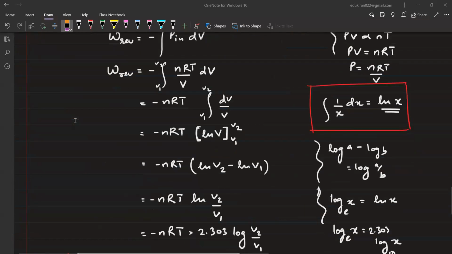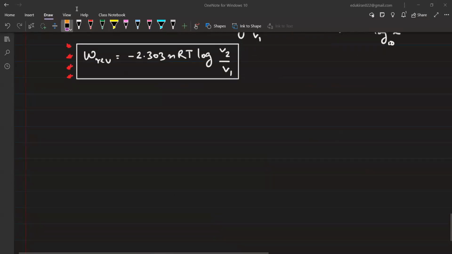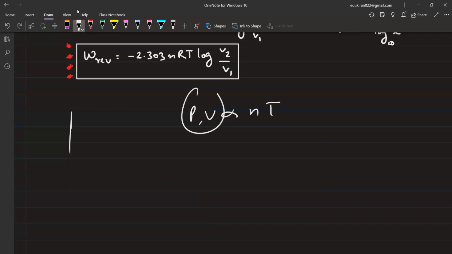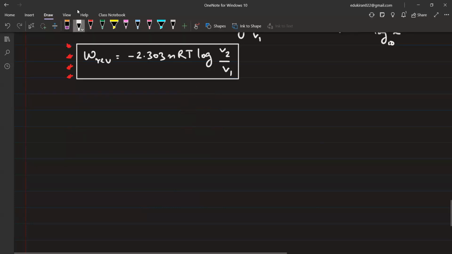Now, let us try to understand the PV is equal to nRT thing and understand the relationship. We have seen the relation of pressure and volume, both of these related to number of moles and temperature. Now let us see what is the relationship between pressure and volume. I think this is the easiest thing to understand.